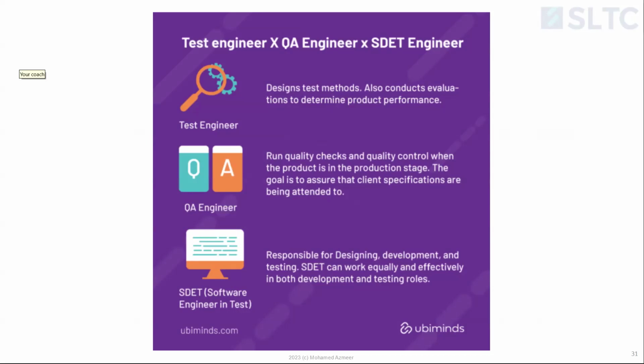Now, talking of software test engineers, there are 3 kinds we can look at. Test engineer, QA engineer, and then SDET engineer, a software development engineer in test. The first one is the test engineer. They develop the test methods and also look at performance. Now, performance is a big one. This is a very statistical thing. So the test engineer will give a statistical report about the fitness of the software.